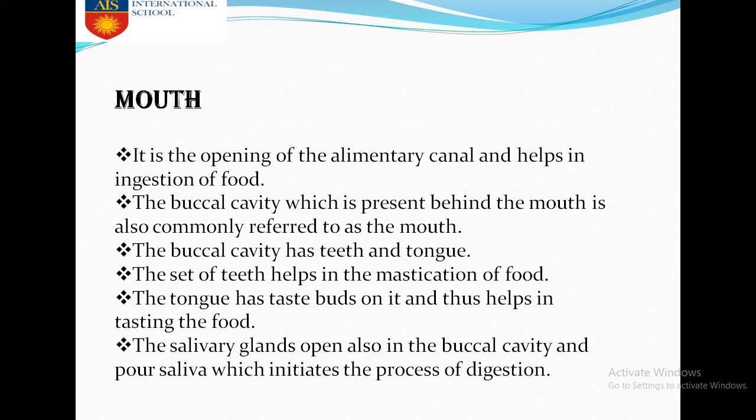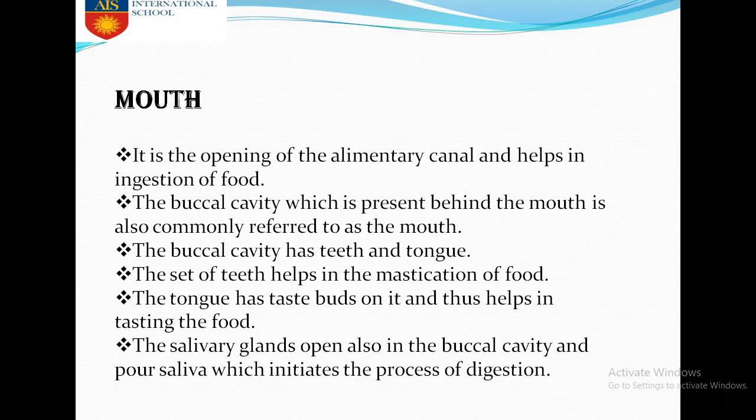We know that in the buccal cavity we have teeth and one tongue. Clear? Now there are two sets of teeth: temporary teeth and permanent teeth. Temporary teeth are 20 in number, also known as milk teeth. They start growing from 6 to 10 months and stay until about 4 to 5 years. When these teeth fall off, they are replaced by the permanent teeth.